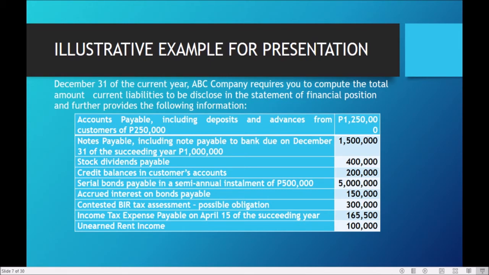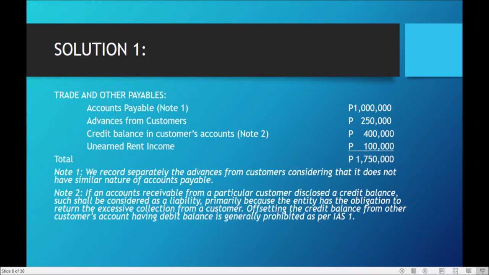Okay? So, to solve that, this will be my first solution. For the trade and other payables line item, it will have accounts payable of 1 million. Bakit hindi na po, sir, 1,250,000? Yung 1,250,000, yung 250 nun, ni-reclassify ko lang into a different account, which is advances from customers of 250,000. Then, we have the credit balance in customers account of 400, and then unearned rent income of 100. So the total trade and other payables is 1,750,000. Okay. So there is a note there.